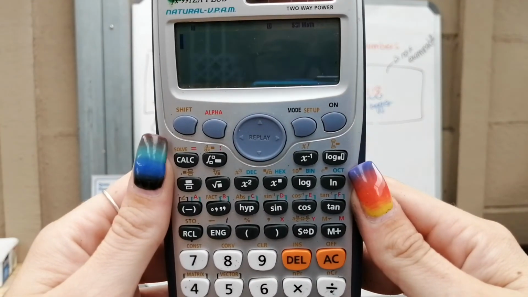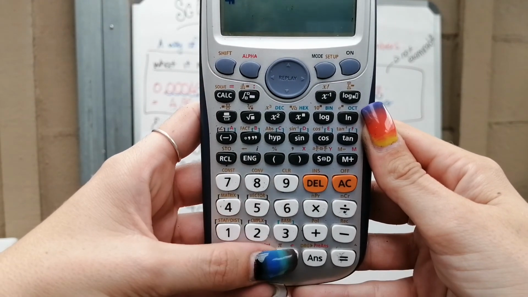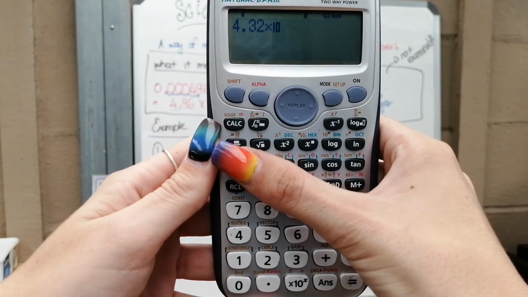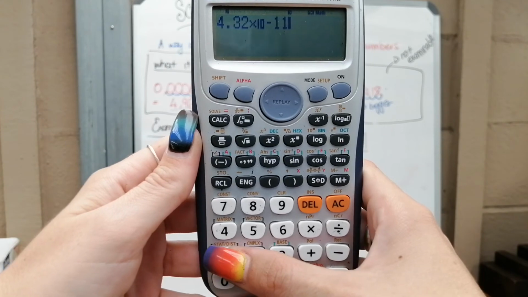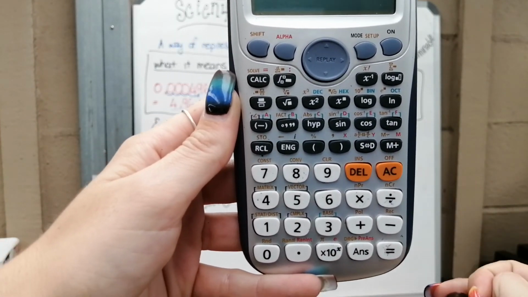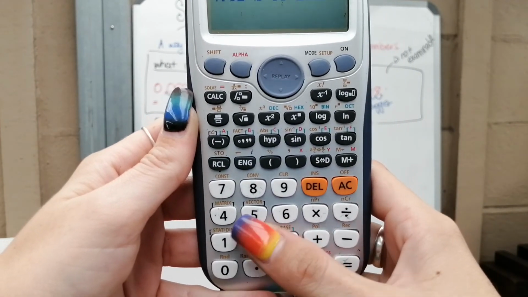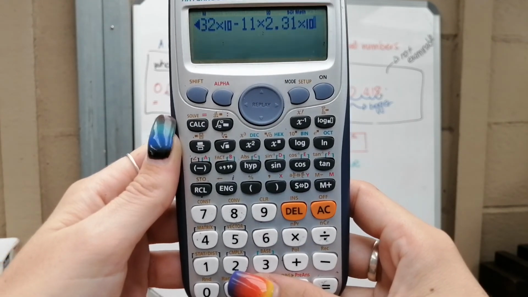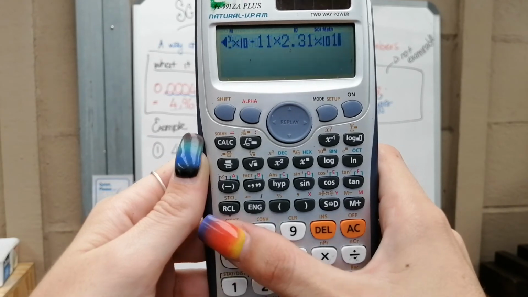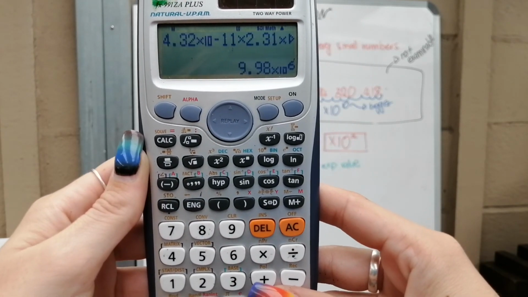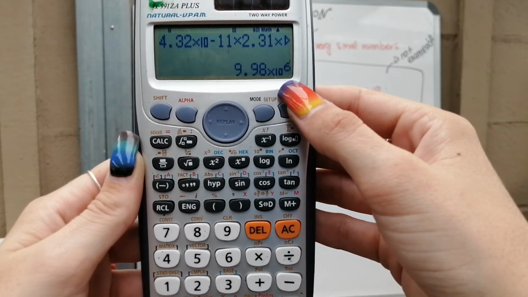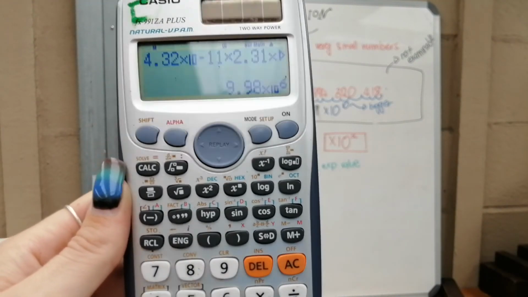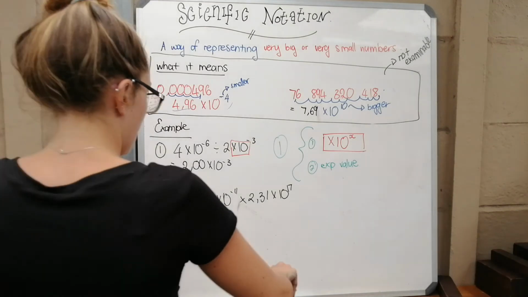So here's my calculator. I'm going 4.32 times 10 to the negative 11 multiplied by 2.31 times 10 to the 17. And I hit equals, and it gives me my answer in scientific notation with 2 decimals, exactly what we want. So we got 9.98 times 10 to the 6.